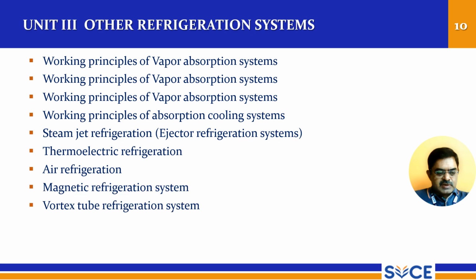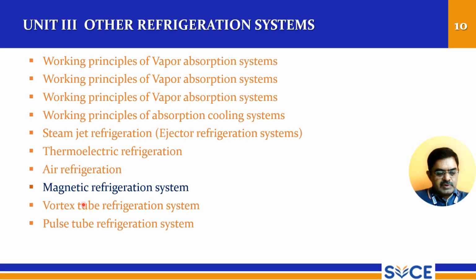So these are the topics in unit number 3. We have vapor absorption systems, then adsorption system, steam jet refrigeration system, thermoelectric air refrigeration system, and magnetic, which we started in the earlier session. Now we are going to complete this topic. And then vortex tube refrigeration system and pulse tube refrigeration system. These are the two more topics we have to cover in the coming two sessions. So now we will complete the magnetic refrigeration system.